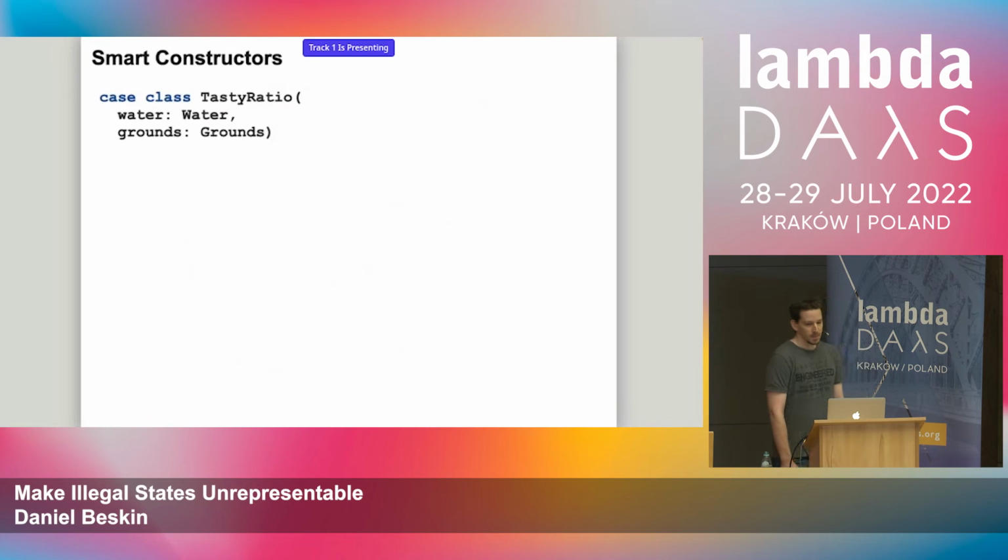So basically what we want is some kind of invariant on tasty ratio, an invariant that tells us that water and grounds are in the right proportion. And we don't want to be checking it all over the place. We don't want to do defensive programming and sprinkle our code with if-elses and exceptions and the like. So ideally, whenever we have an instance of tasty ratio, it has to be correct, and nothing else should be possible.